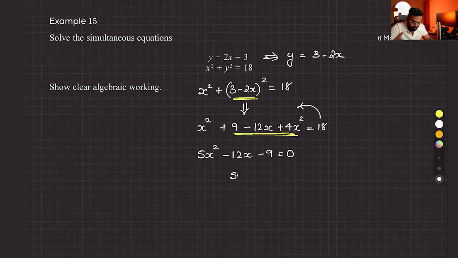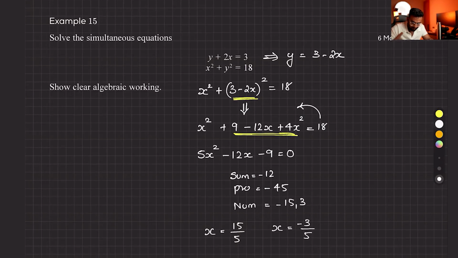So when you simplify this, we have the sum minus 12, product to be minus 45. Numbers are going to be minus 15 and 3. So the x value is going to be 15 divided by 5. X is going to be minus 3 divided by 5. So one of the x values is 3. The other x value is minus 3 by 5.